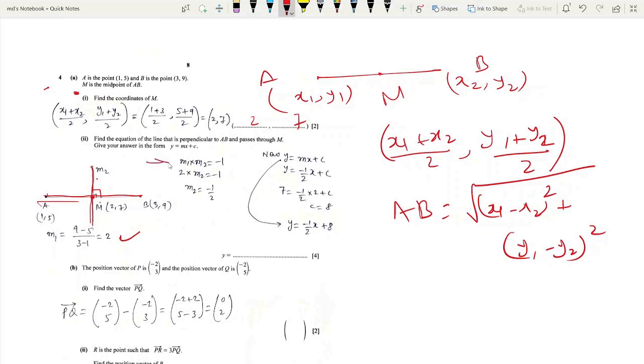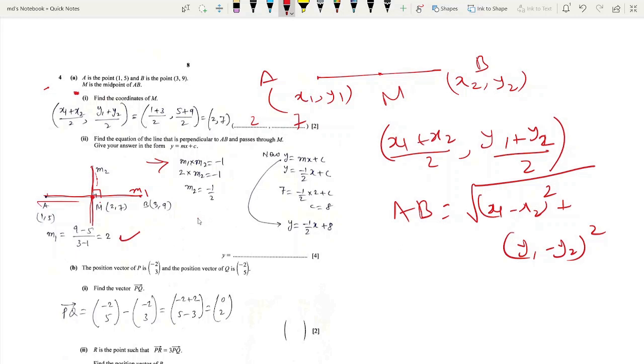And the perpendicular line's gradient we have to find. So we know m1 times m2 equals minus 1 when two lines are perpendicular. This line has gradient m1, this line has gradient m2. This relation will work. The gradient of AB was 2, so 2 times m2 is equal to minus 1. So m2 is minus 1 over 2.